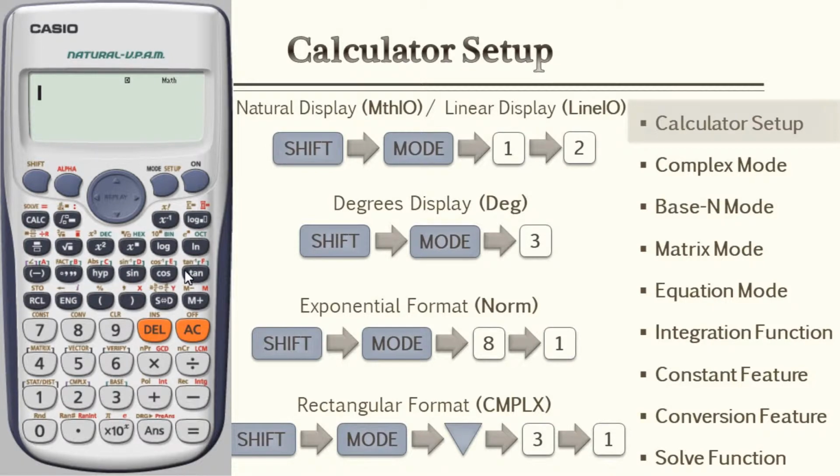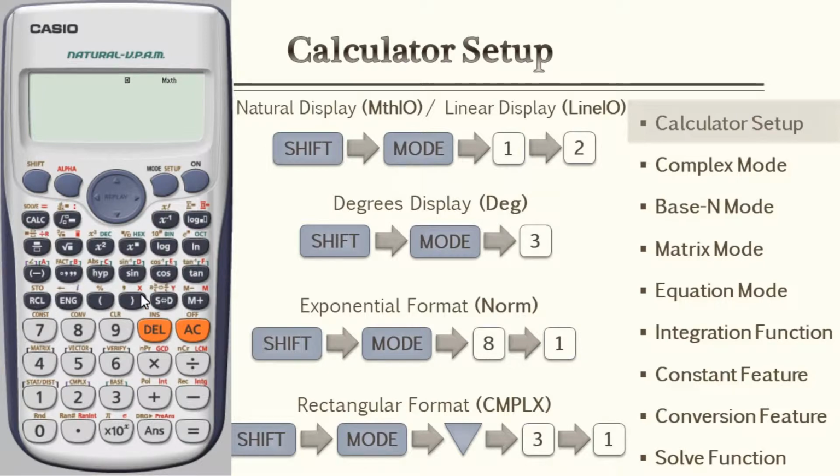Next, we're going to set up for degrees, which means we're going to use Shift Mode, and then option 3, which is degrees. Because most of our formats, especially when you're doing complex calculations, you're going to want it in degrees, especially when you use it in polar form, as well as converting back to rectangular form.